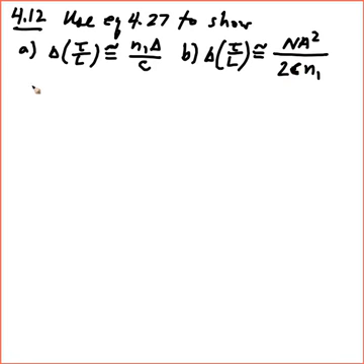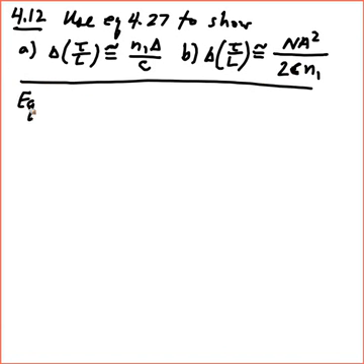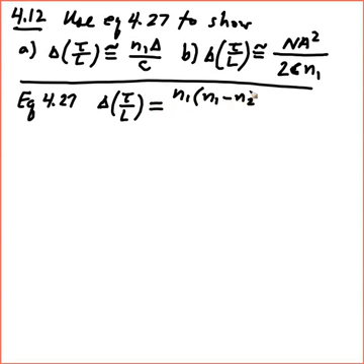Okay, and let me then just start by writing down equation 4.27, and that's giving the pulse spreading per unit length as n1 times the quantity n1 minus n2 all over c n2. Okay, and so we're going to start with this equation and derive the other two.